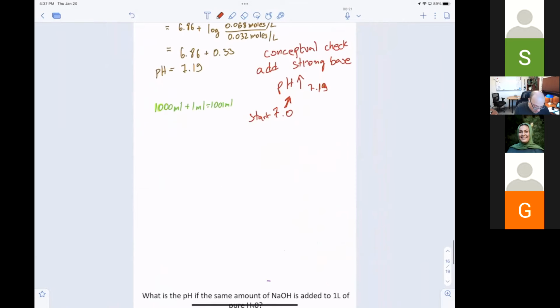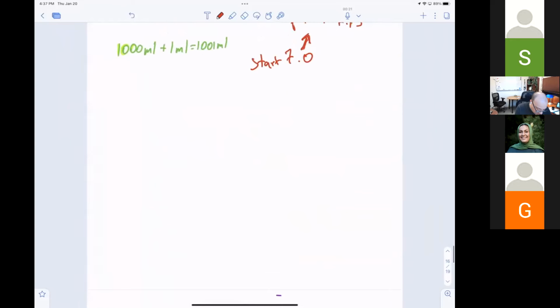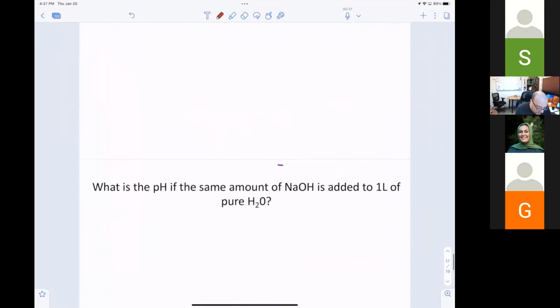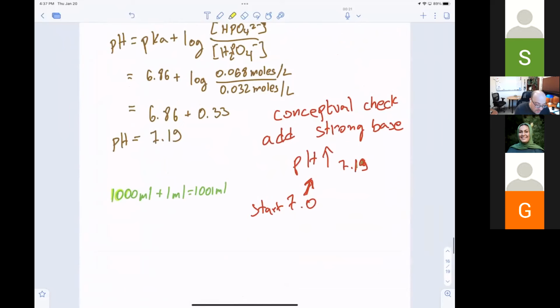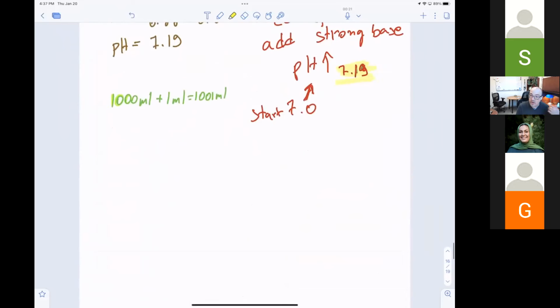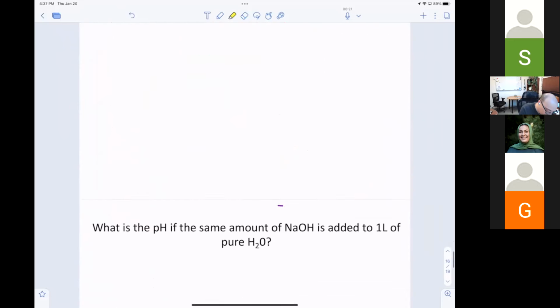Now I'm gonna move forward, okay? And then I'm gonna have more questions for you. And you can ask me more questions. But I do want to emphasize this point, that we add 1 ml of sodium hydroxide into this 1 liter, and the pH only raised by a very small amount, but it's still raised. So the conceptual check worked.